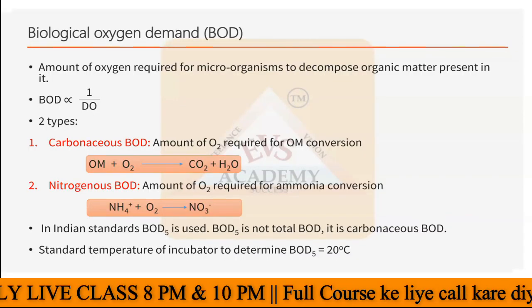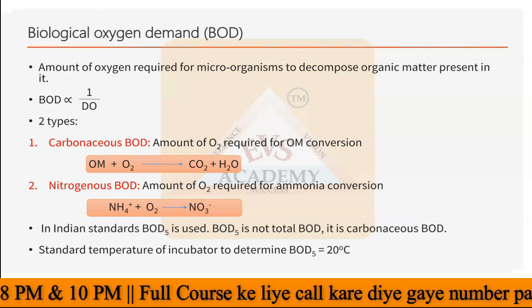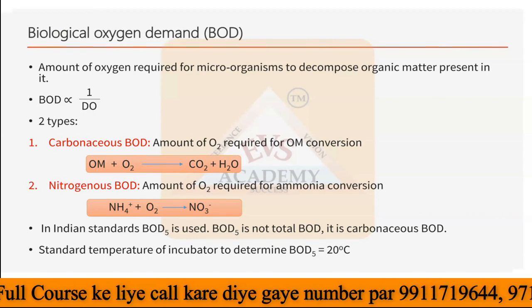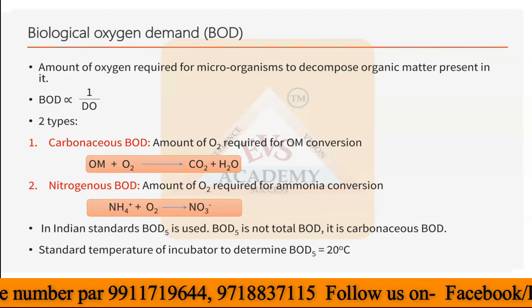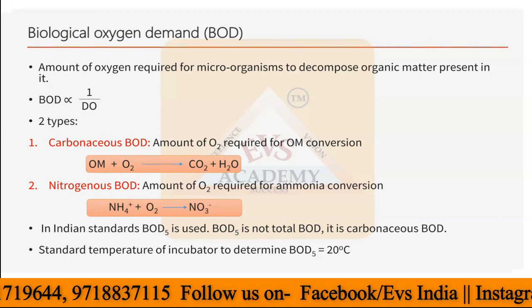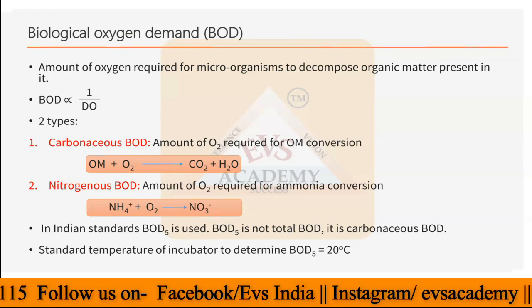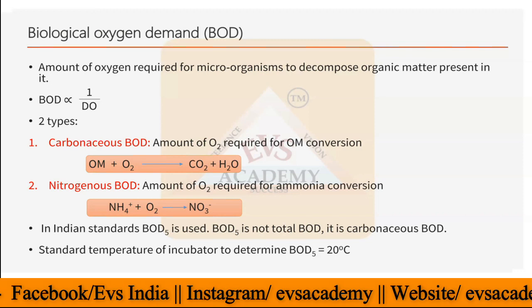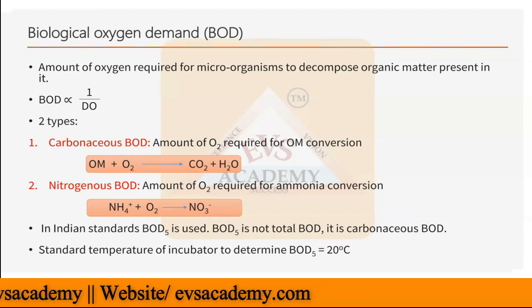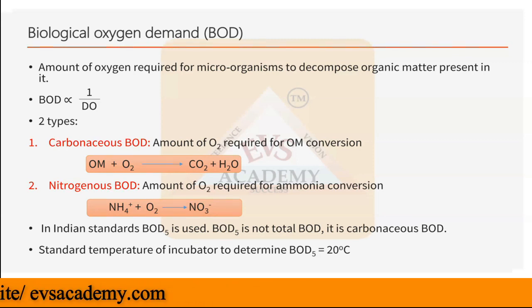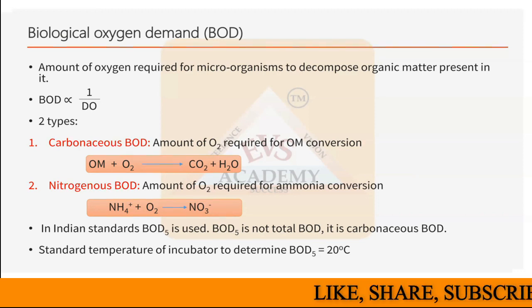So that was all about the dissolved oxygen. The next thing we have to start is the biological oxygen demand. So what is biological oxygen demand? The biological oxygen demand is the demand of oxygen created by the microorganisms present in the water to degrade all the organic matter present in it. So it is the amount of oxygen required for the microorganisms to decompose the organic matter. Here the biological oxygen demand is inversely proportional to the DO. So if dissolved oxygen is higher, the biological oxygen demand would be lower. If dissolved oxygen is lower, the biological oxygen demand would be higher.